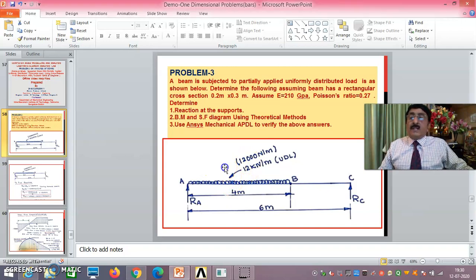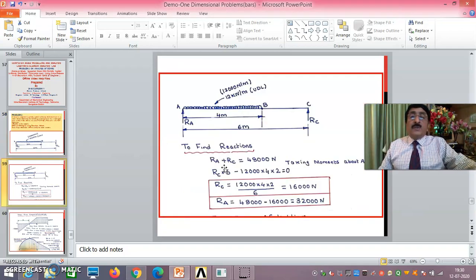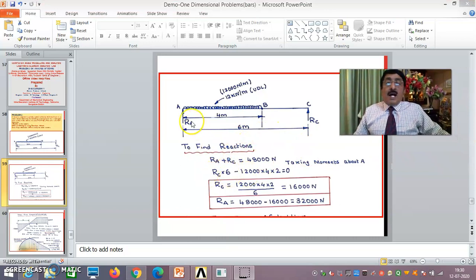Now see here, this is the problem. It is 6 meters in length. For 4 meters you have UDL, 12 kilonewton per meter or 12,000 Newton per meter. Let us say at A the reaction is RA. It is simply supported. RC is the reaction at support C. RA plus RC is 12,000 into 4, that is 48,000 Newtons.